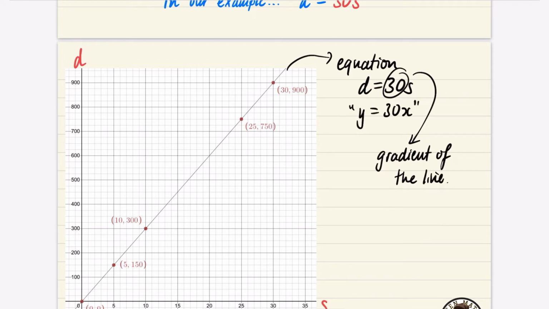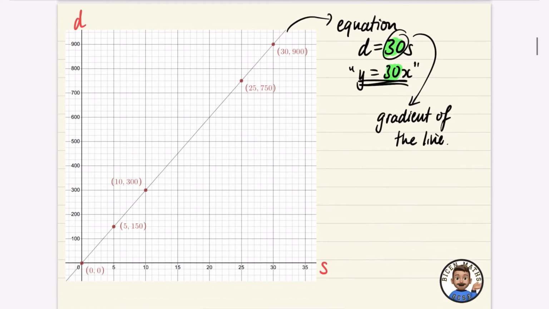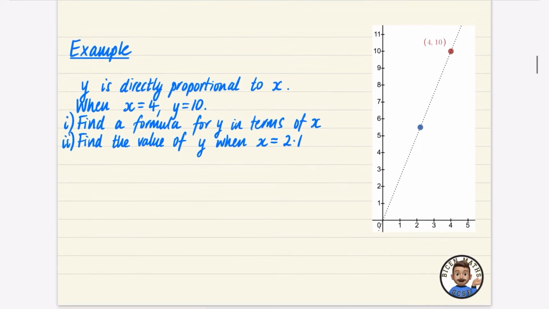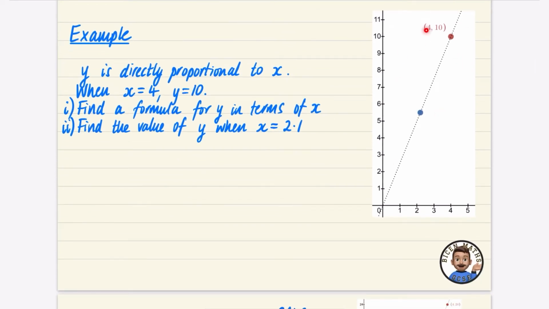You can think about that if you saw this graph, y equals mx plus c. This bit here is the gradient of the line. So the gradient of this line that we've got here is 30, okay? This is what direct proportion looks like on a graph. It looks like a straight line. So we're now going to go in and do some algebraic ones, and then we're also going to have a look at the graphs that match with it as well.